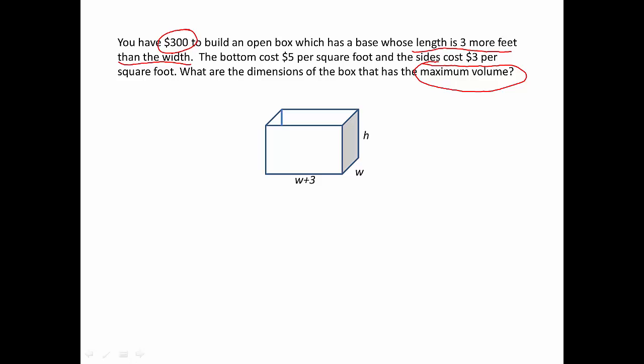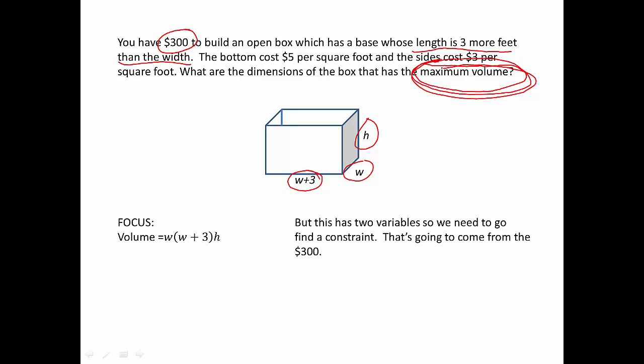And then, since I want to maximize the volume, I know that's my focus. The volume is the width times the length times the height, and I've got the start of my problem. But the issue here is that we have 2 variables. We have W and we have H, and we want 1 variable. And so we've got to go find a constraint. That's where the $300 is going to come in.